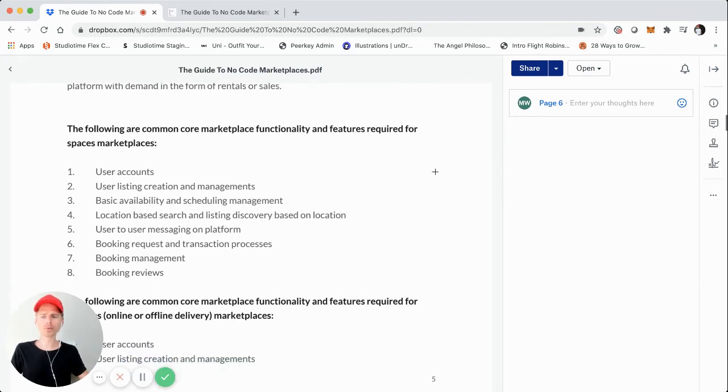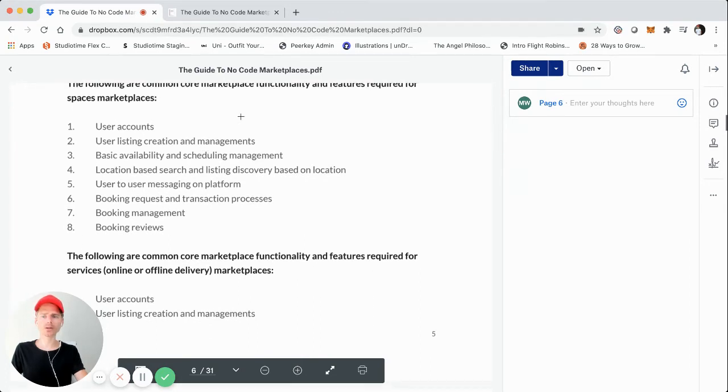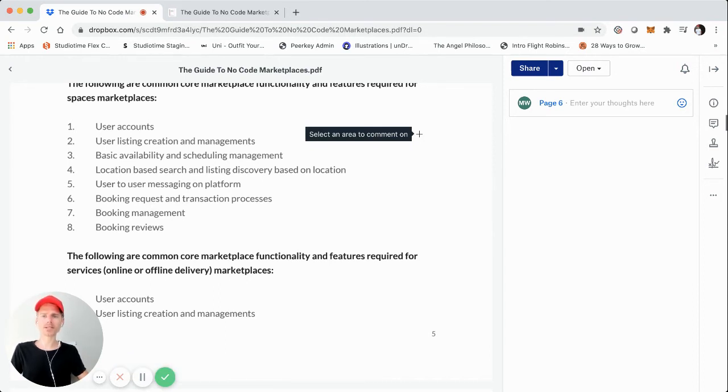Now that you know a little more about your marketplace business, have gone through some initial key considerations, and understood the popular business models and types, it makes sense to think about what core marketplace functionality and features you're going to need for your marketplace. For spaces marketplaces, it's fairly straightforward. Typically, it's going to be user accounts, listing creation and management. Basic availability and scheduling management is very typical.